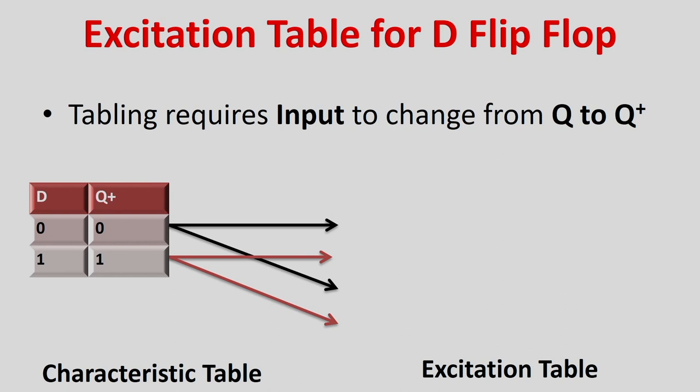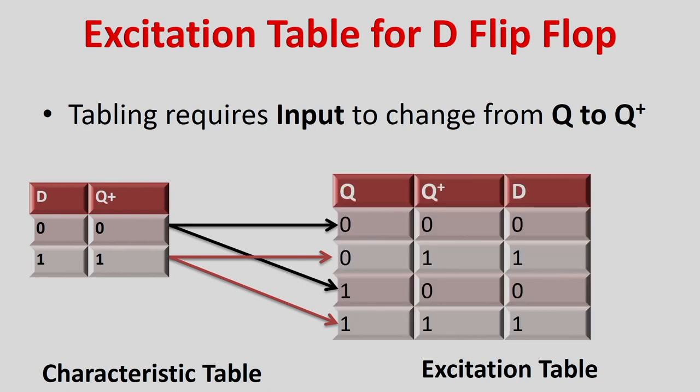Similarly, the D flip flop is very straightforward. If you want a next state 0, then your input needs to be 0, because the D flip flop is a straightforward, data flip flop. And if you want a 1, it does not depend upon the present state; the input value needs to be 1. For 0, clearly these two arrows show it requires input 0, and for the red one it requires 1. This you can derive from the characteristic table.